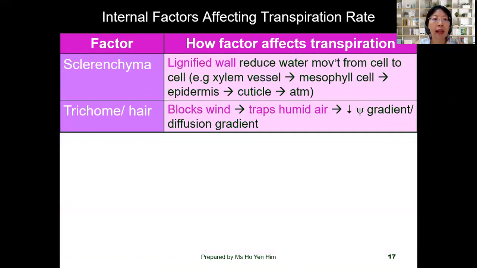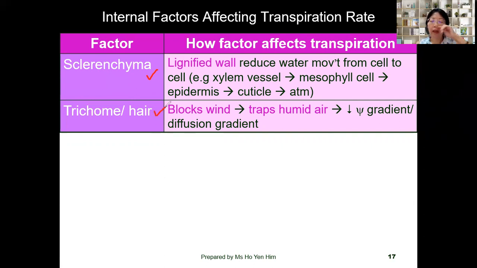Okay, sclerenchyma. It will have a lot of sclerenchyma in the leaf, because sclerenchyma is the cell, other than the xylem vessel element, which has a lignified wall. So when the wall is lignified, it will reduce water loss. It does not prevent water loss. It will reduce water loss. So therefore, instead of the leaf having a lot of palisade mesophyll and spongy mesophyll, they will add a lot of sclerenchyma near the epidermis to reduce water loss. Okay.